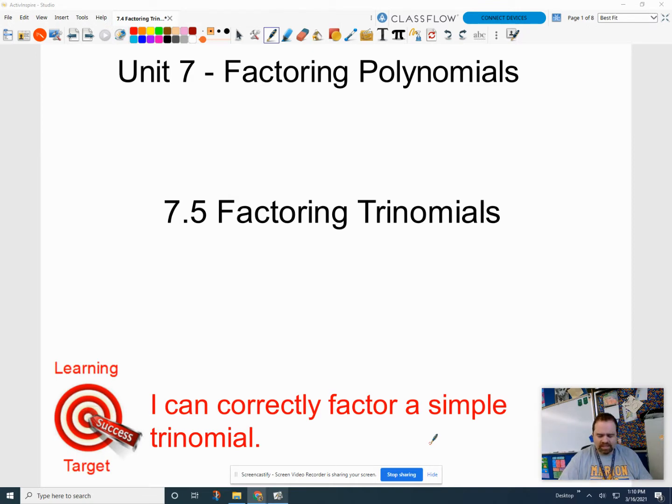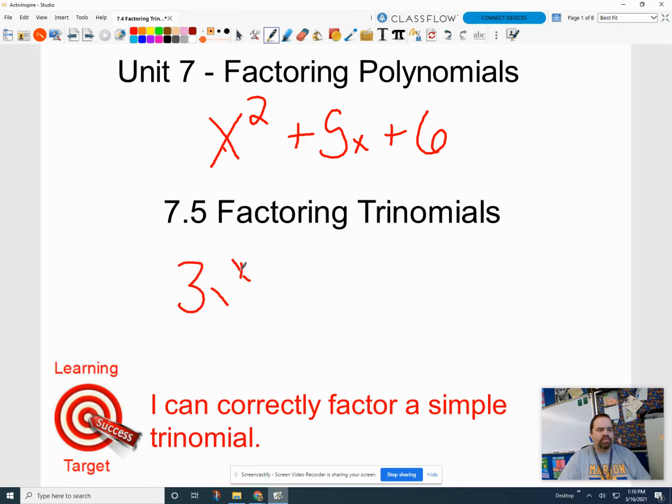So what I'm calling a simple trinomial is one that starts out just with an x squared term, right? There's no like 3x squared at the beginning. And this isn't what they're called, but just for the sake of what we're doing, it's what I'm going to call them. So like x squared plus 5x plus 6, I'm calling that a simple trinomial, where something like 3x squared, I wouldn't call simple just because of the number out front. So just keep that in mind. Simple, just an x squared at the beginning.